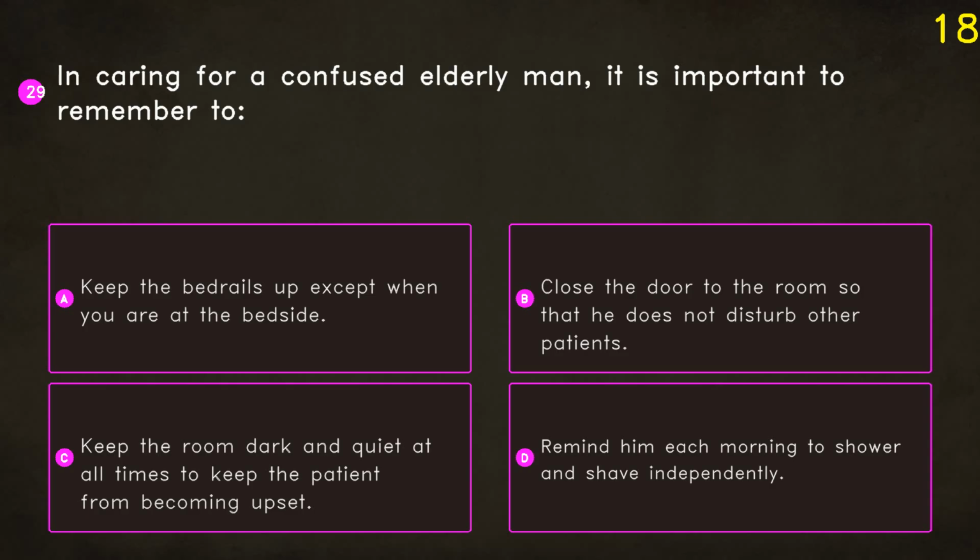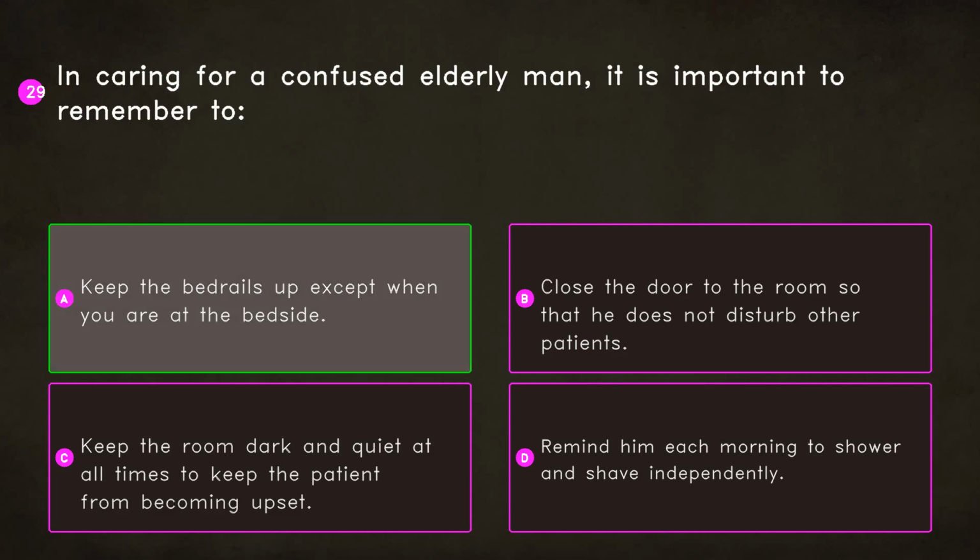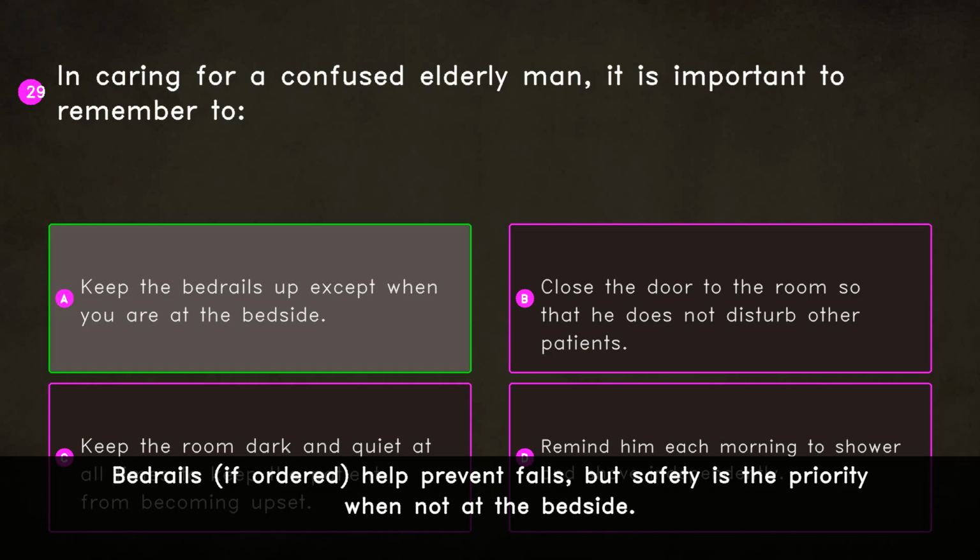Question 29. In caring for a confused elderly man, it is important to remember to A. Keep the bedrails up except when you are at the bedside. B. Close the door to the room so that he does not disturb other patients. C. Keep the room dark and quiet at all times to keep the patient from becoming upset. D. Remind him each morning to shower and shave independently. The correct answer is keep the bedrails up except when you are at the bedside. Bedrails, if ordered, help prevent falls, but safety is the priority when not at the bedside.